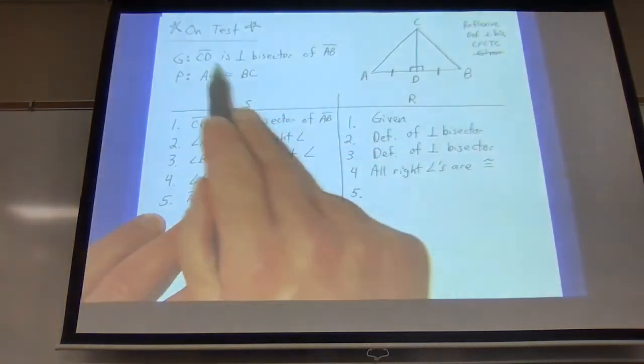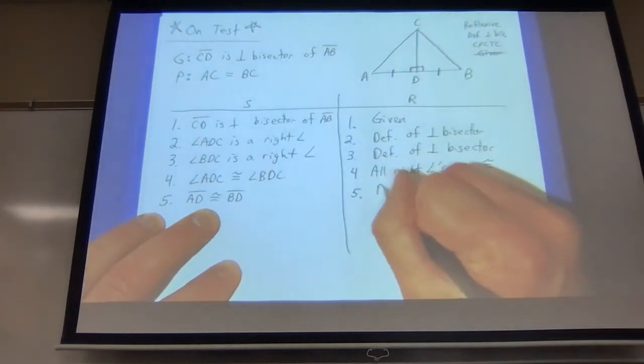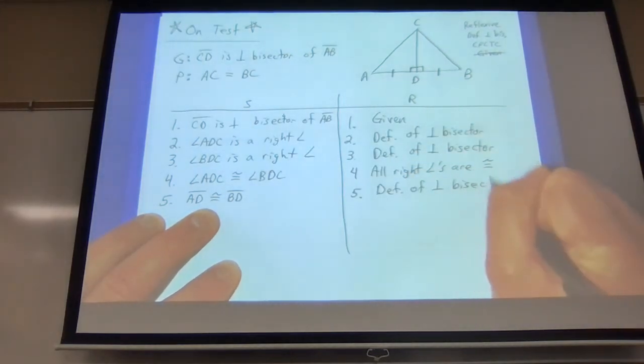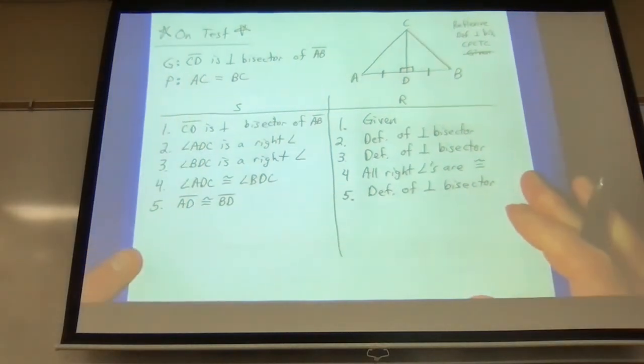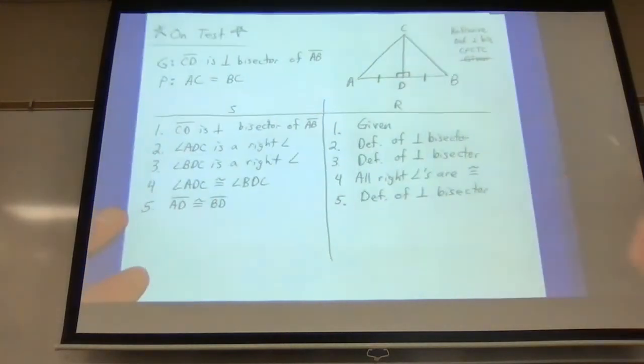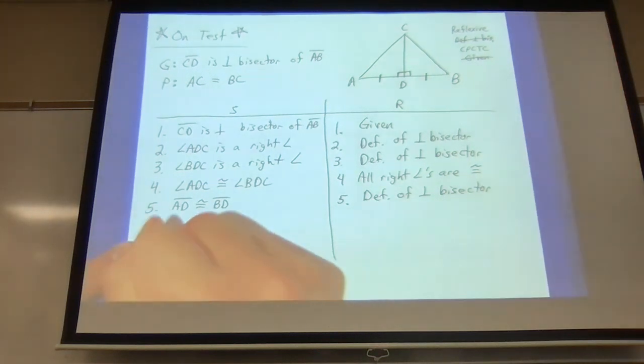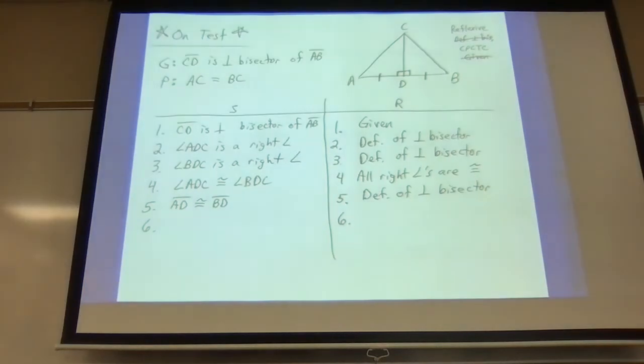And this, once again, is coming from your given. Perpendicular bisector was in your given. This is the definition of perpendicular bisector. We end up using that one 3 different times on this proof. All right, 5 steps into it. We still know 2 more of our steps. What do you think we should do next?